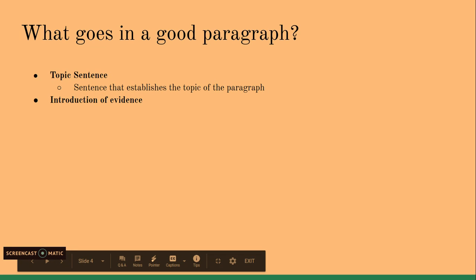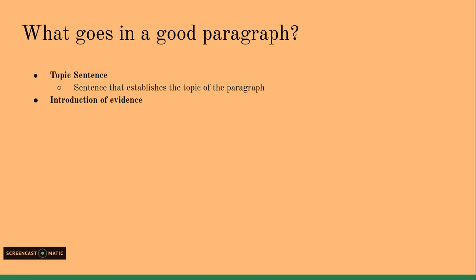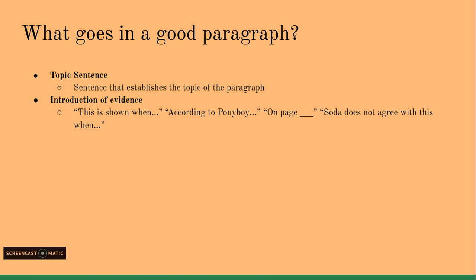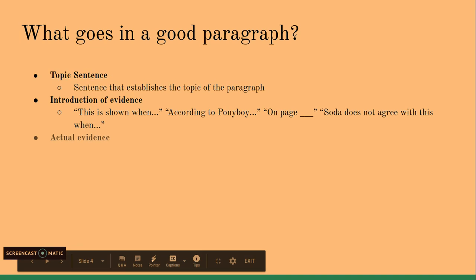Once you have that, you're going to introduce your evidence. So you're going to transition towards how you're going to make this point. You can use things like, this is shown when, or according to Ponyboy, or on page blank, or Soda does not agree with this statement when, and then you're setting yourself up for bringing in the true evidence, which is the next thing that you need in a good paragraph.